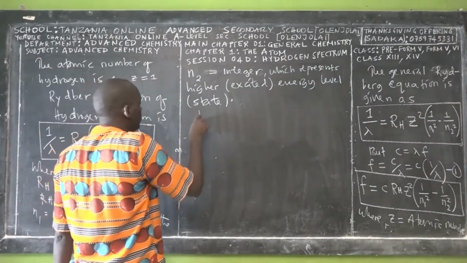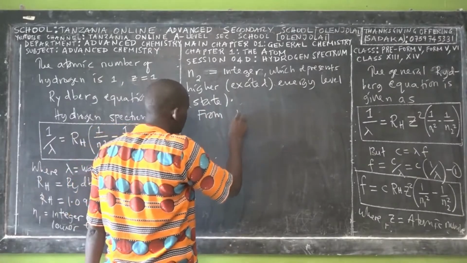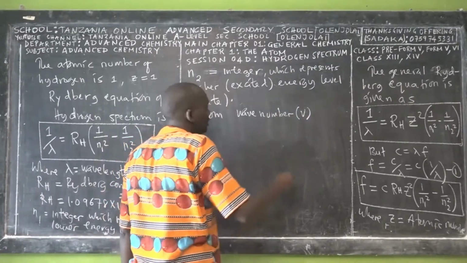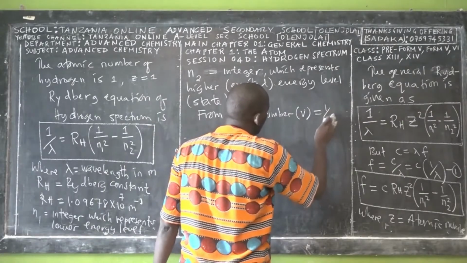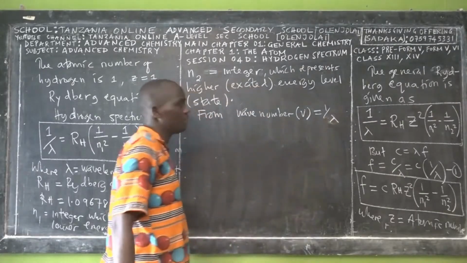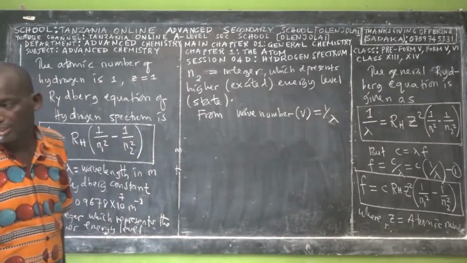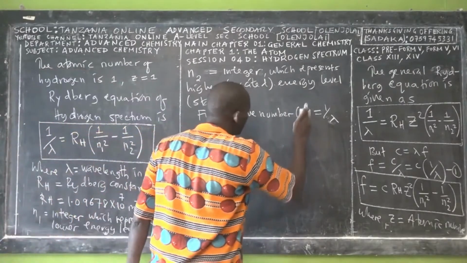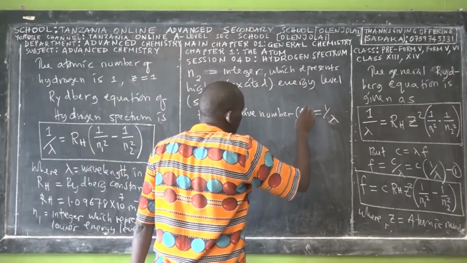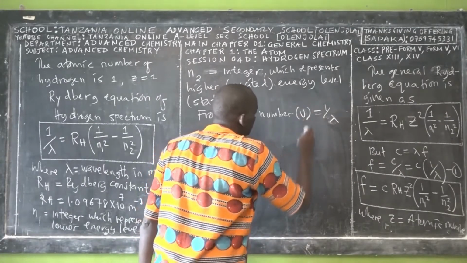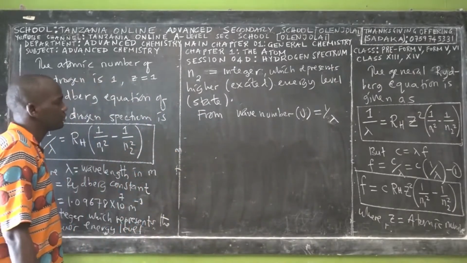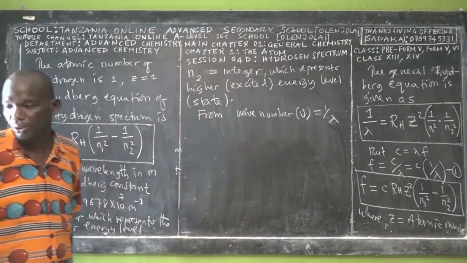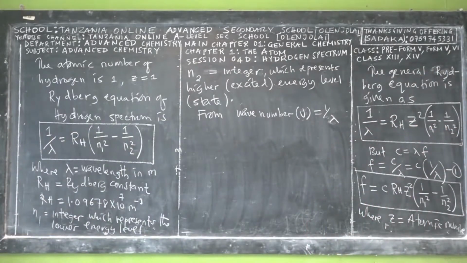Again, from the previous session, I told you that the wave number, which is nu, is equal to 1 over wavelength. So it means that the Rydberg equation can now be written in terms of the wave number, nu. The wave number is also equal to the Rydberg constant times 1 over this one.